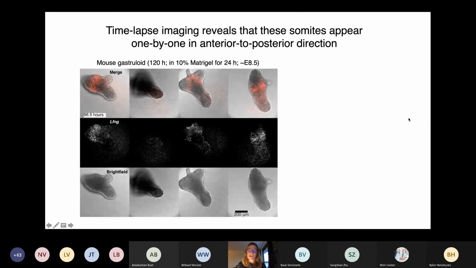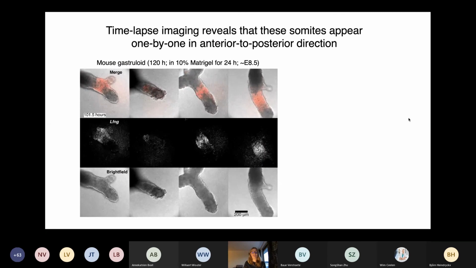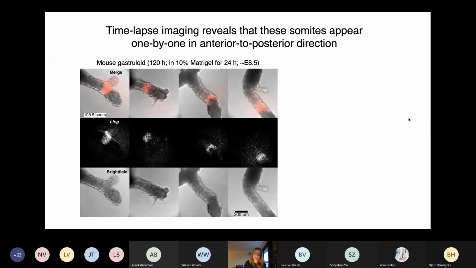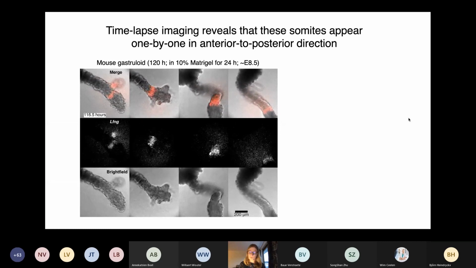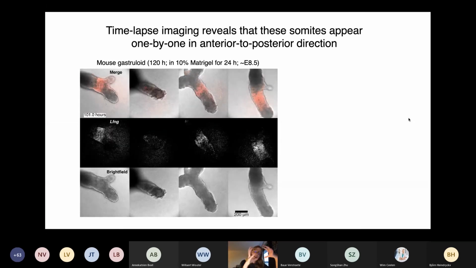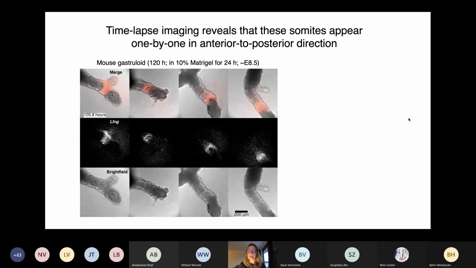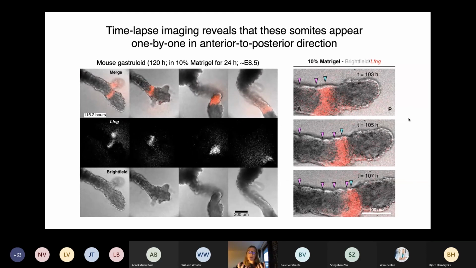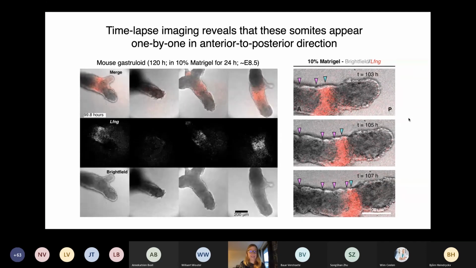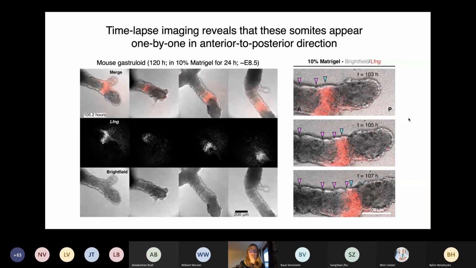And live imaging experiments then also revealed that these somite-like structures appear with a periodicity of 2 hours. So there's a new indentation, a new block being formed every 2 hours as the gastroloid grows over time and develops in a dish. So the timing of gastroloid development is similar to the timing of the development of the in vivo embryo.